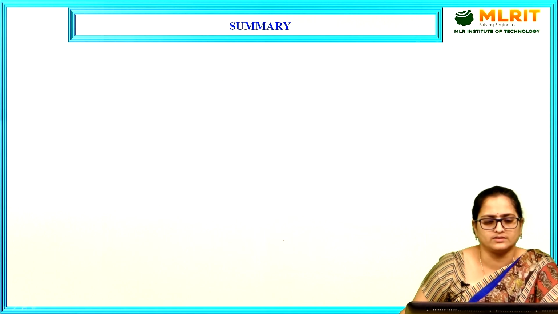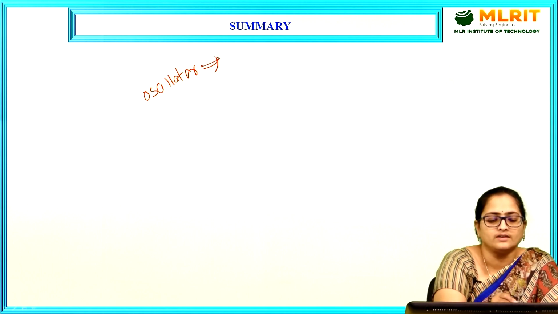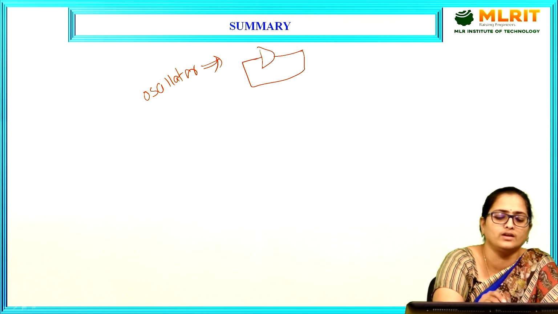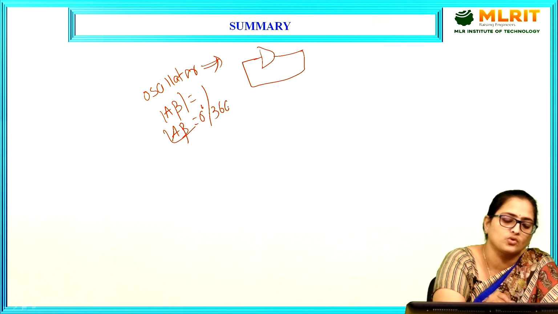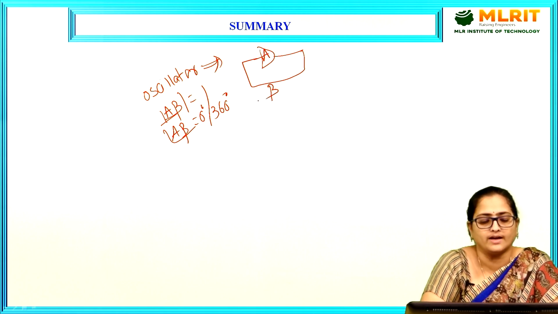So, here we have discussed the oscillator, which is designed by taking a feedback of the output of an amplifier to the input of the amplifier. The conditions of an oscillator are that the magnitude of A beta should be 1 and the angle of A beta should be either 0 degrees or 360 degrees, where A is the gain of the operational amplifier and beta is the gain of the feedback network.